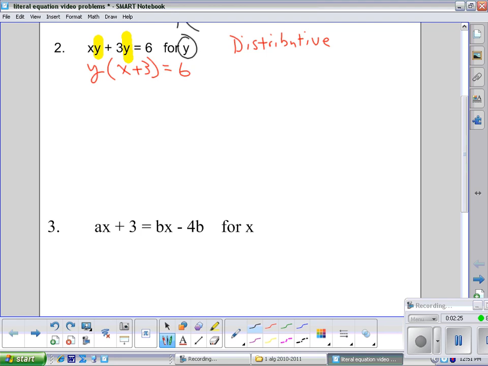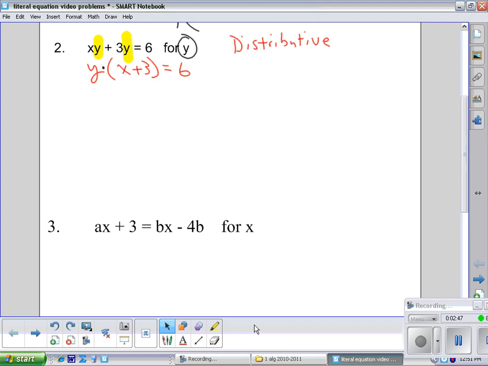If you think it through, you'll notice that if you multiply the y times the x, you'll be back at the xy, and y times 3, you'll be back at the 3y. So at this point, we only have one y, so we can go ahead and solve for this particular y. And if you notice here as well, we've got two factors. Y is a factor, and the quantity of x plus 3 is a factor.